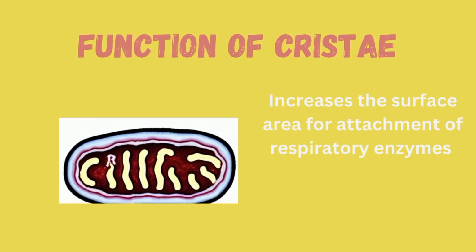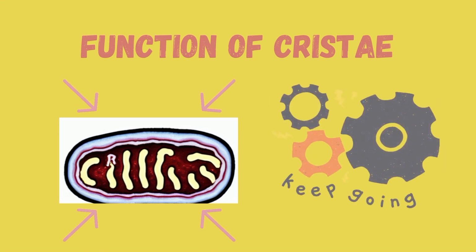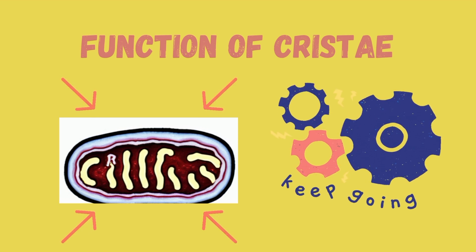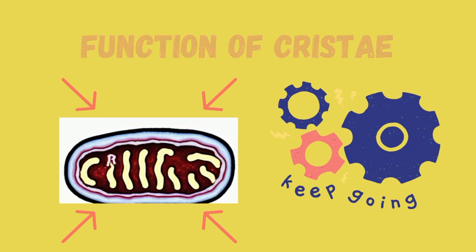Now, what are enzymes? Enzymes are catalysts. They speed up the rate at which a process takes place. So you find that in the presence of enzymes, respiration is going to occur very quickly. So the more cristae you have, the larger the surface area for the enzymes to attach to.